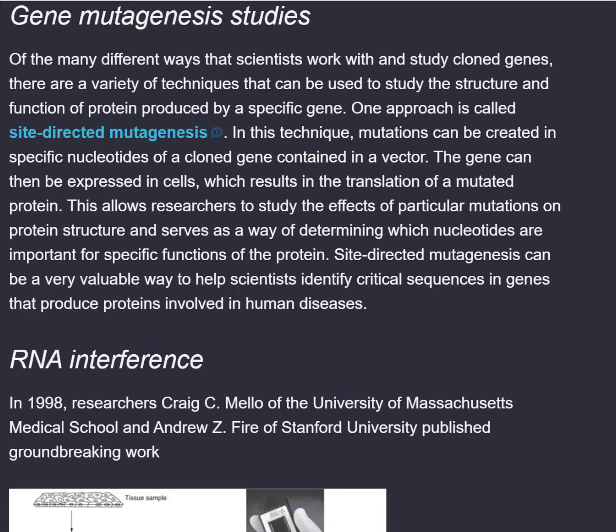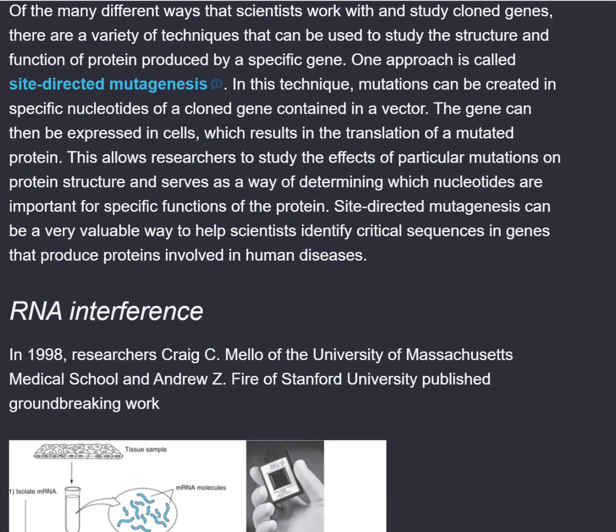Chapter 4. Gene mutagenesis studies. Of the many different ways that scientists work with and study cloned genes, there are a variety of techniques that can be used to study the structure and function of a protein produced by a specific gene. One approach is called site-directed mutagenesis.